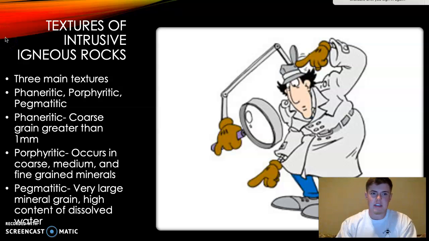A good example of an intrusive igneous rock that is phaneritic would be diorite. Porphyritic would be syenite, and pegmatitic would be granite.